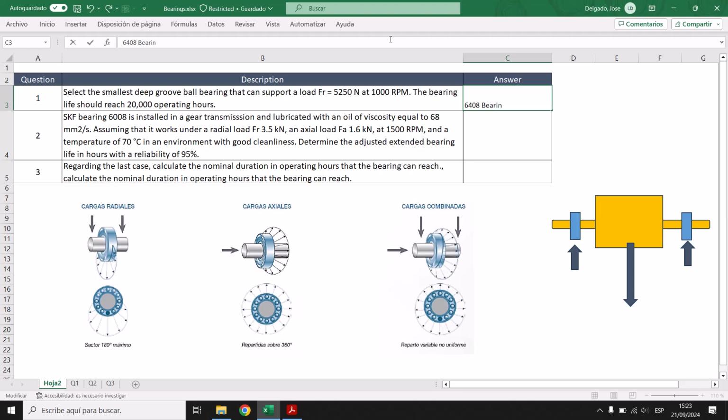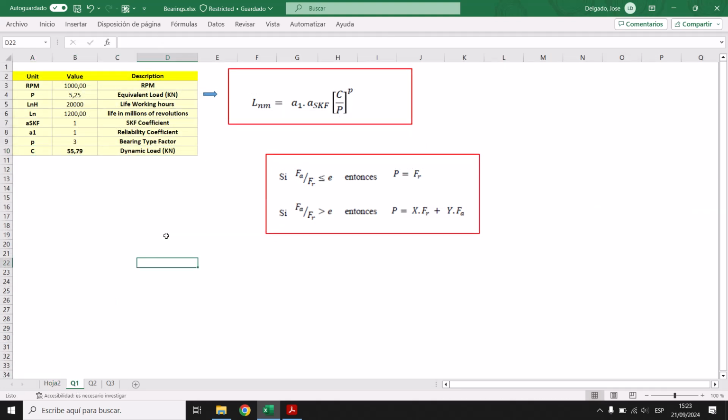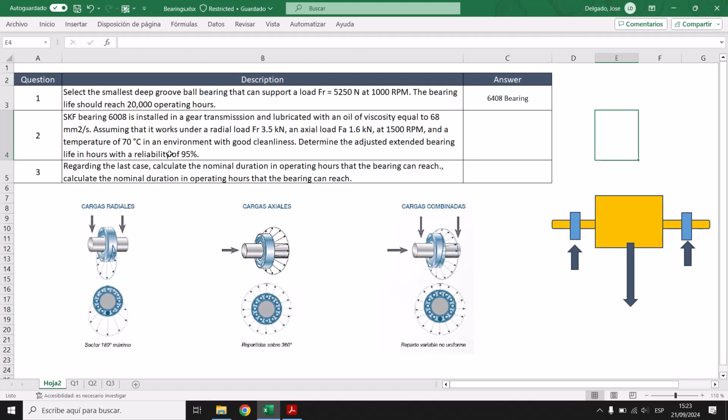Okay, so this is the first example. Now let's look at the second question.